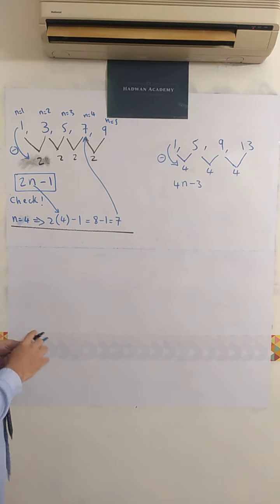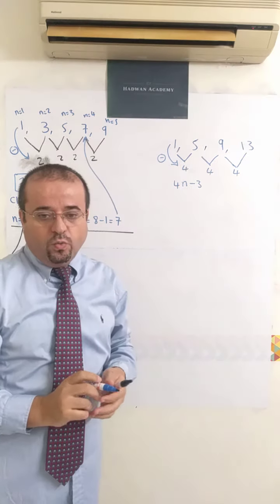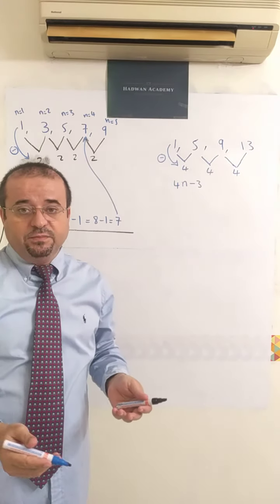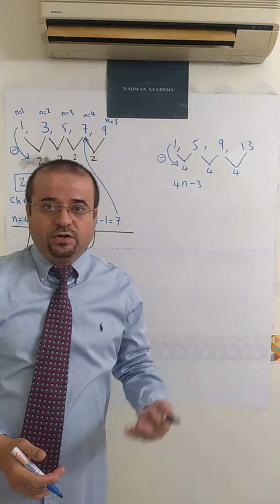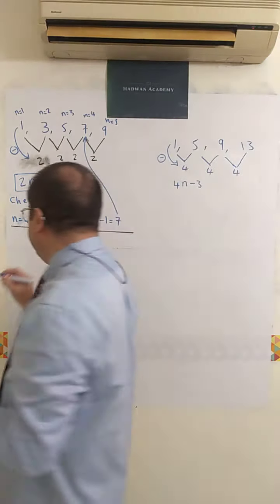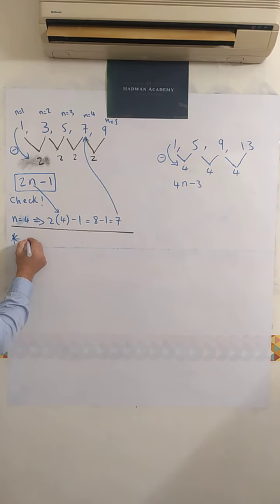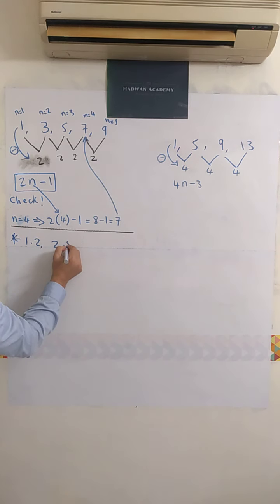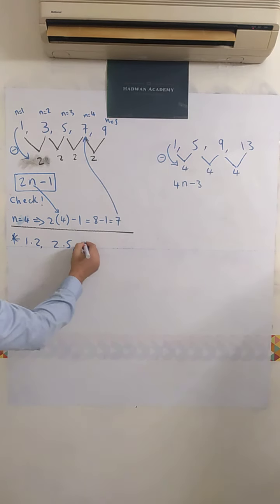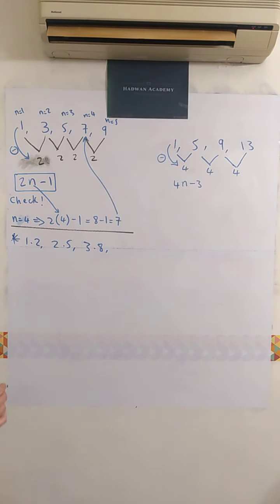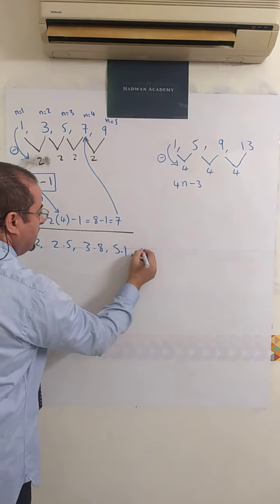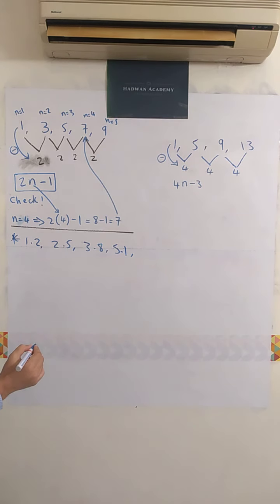The second one: if I have decimals, some students struggle with decimals. Another example here: 1.2 is the first number, then I take 2.5, and I'll take 3.8, and I'll take 5.1, and I'll take 6.4.